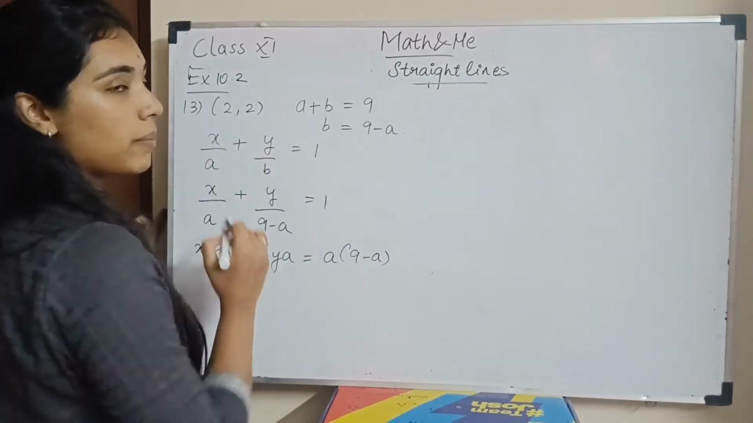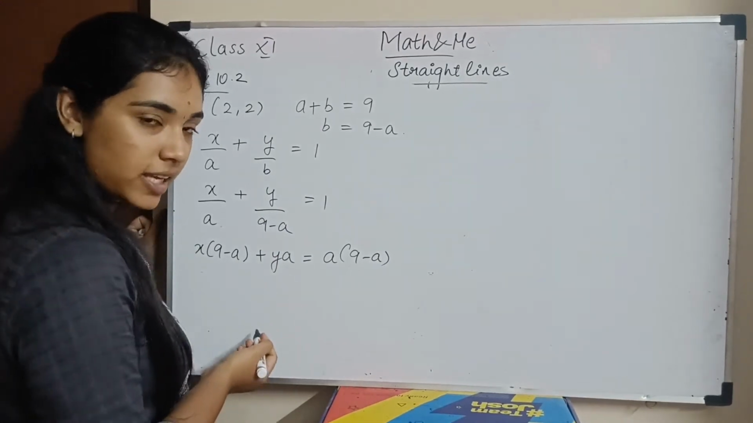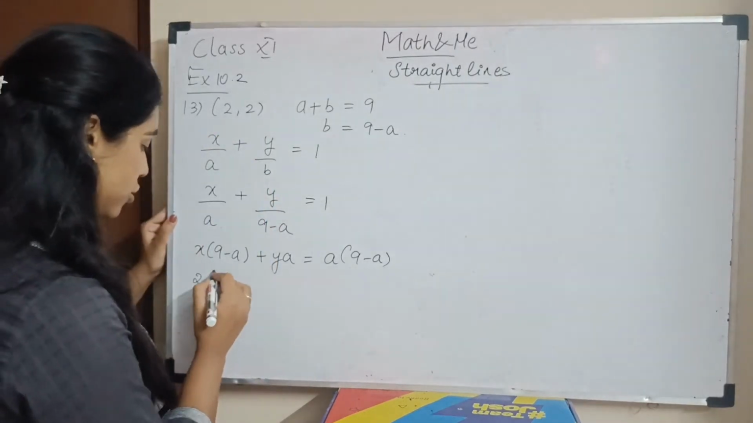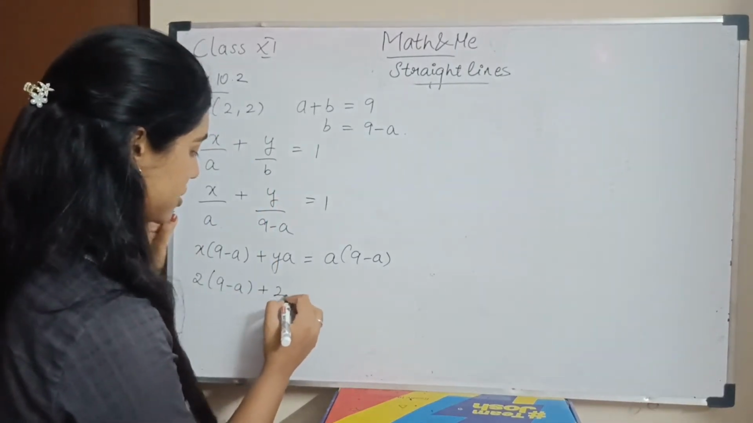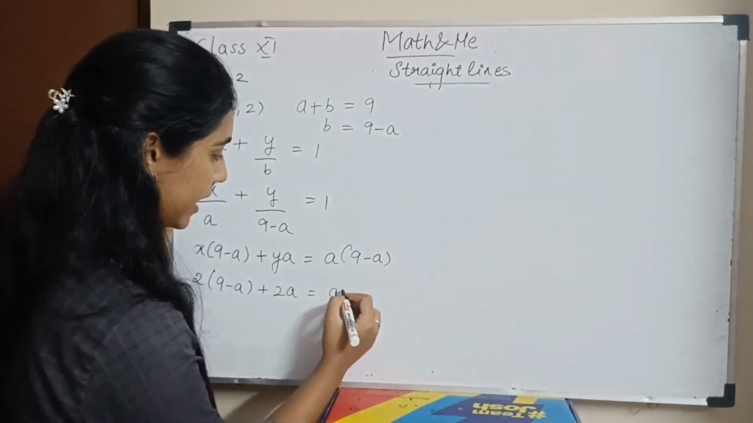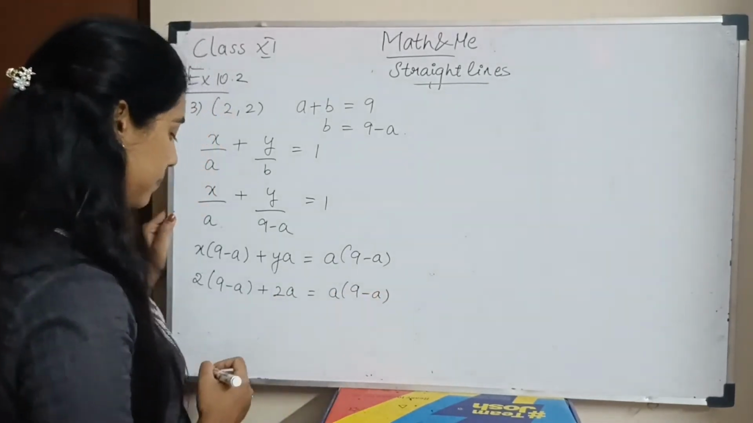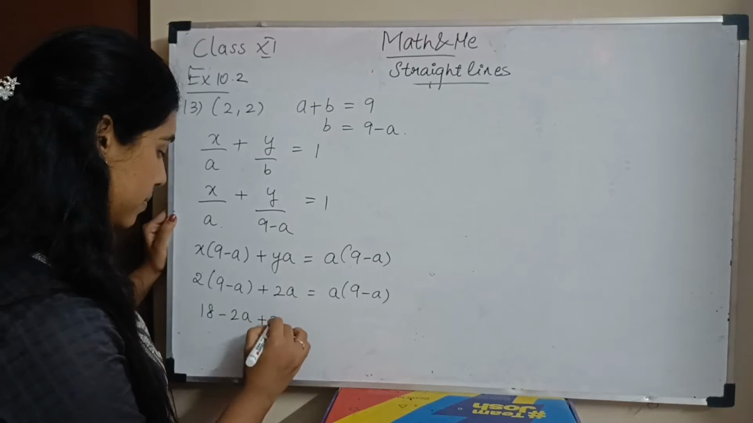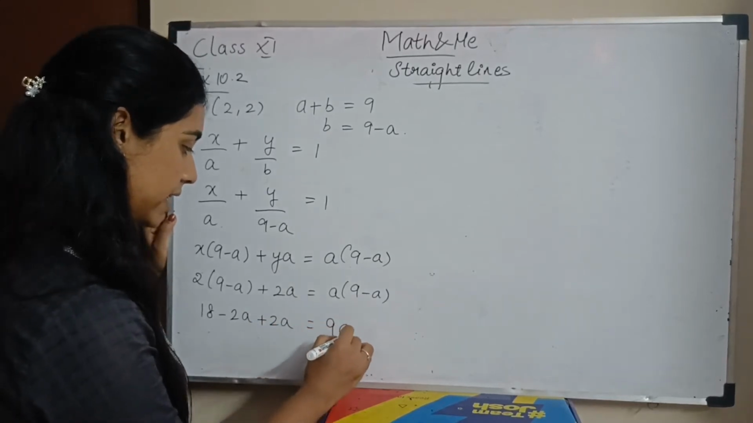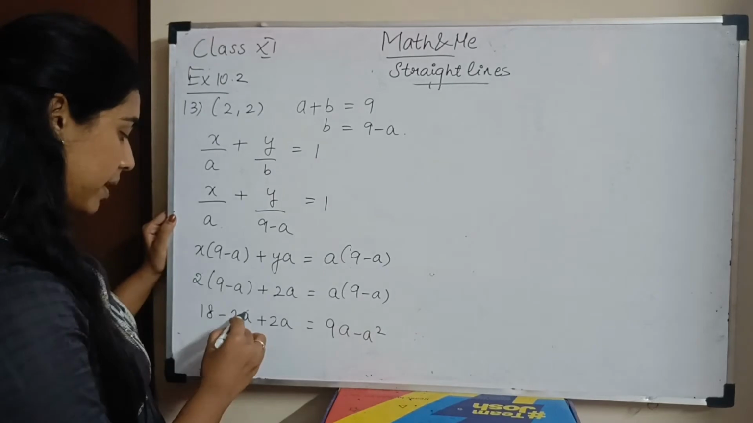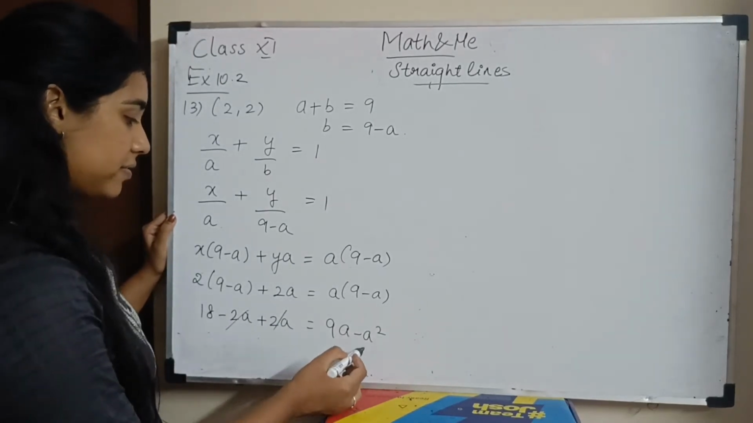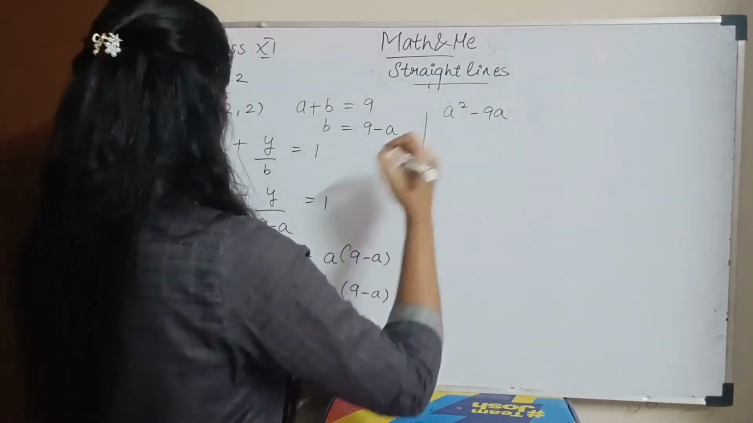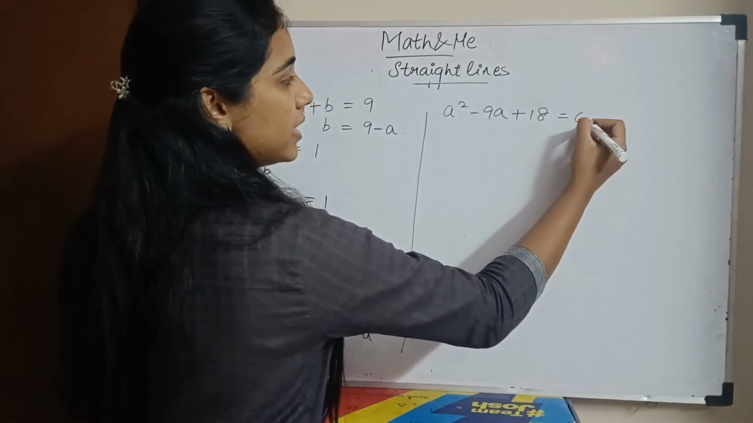It is said that (2, 2) lies on the line, which means it should satisfy the equation. So I am going to substitute for x and y, which is 2 and 2. So I get 2 times (9 minus A) plus 2 times A equals A times (9 minus A). So what do you get? 9 2s are 18, minus 2A plus 2A equals 9A minus A square. Minus 2A and plus 2A get cancelled. I'm bringing everything to the left hand side. So I have A square minus 9A plus 18 equals 0.